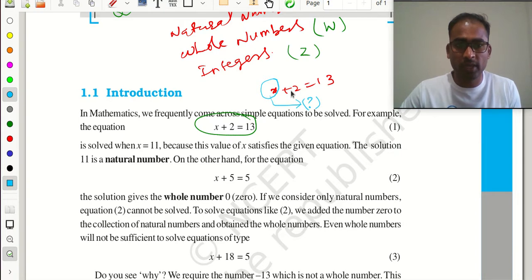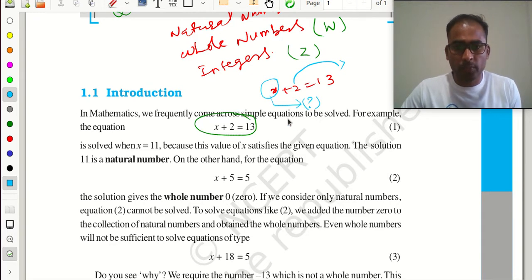So we can find it by how many methods? We can find it by the substitution method, or by taking this 2 to the right side of the equal sign, so we will get the x value also. Otherwise, we can substitute in place of x and add 2, so the summation will be 13. In that way also we can do it.